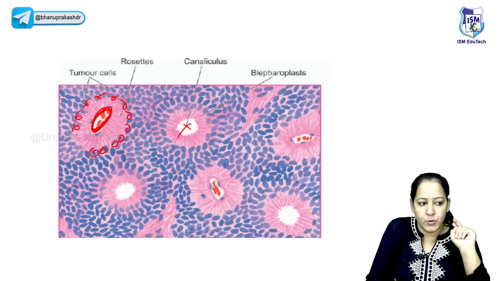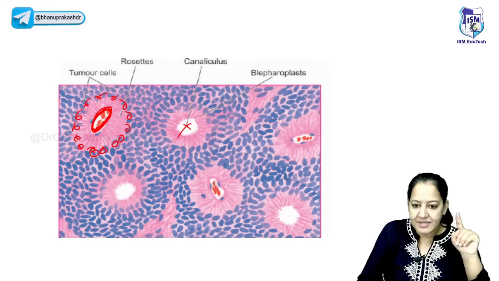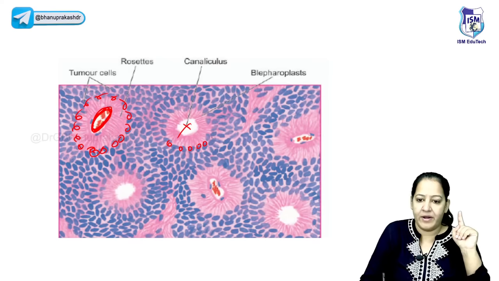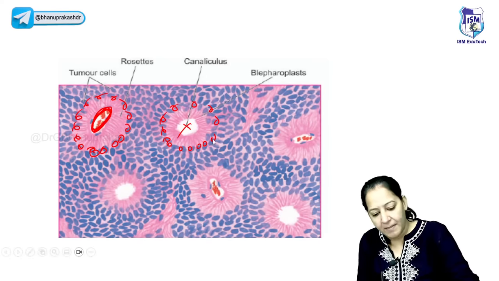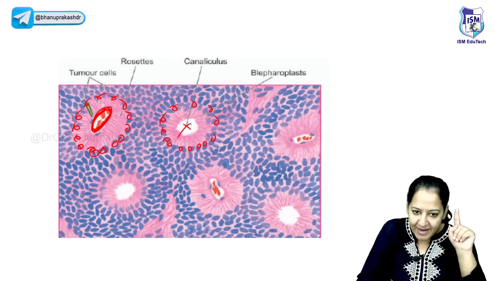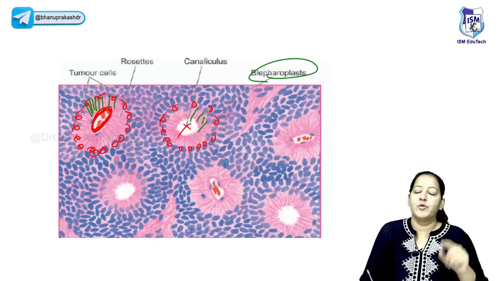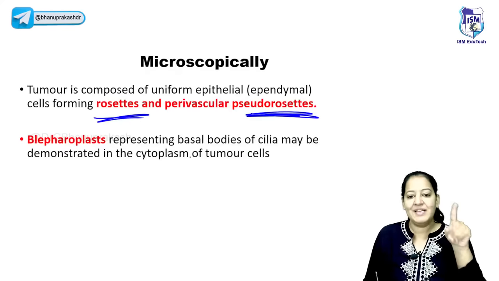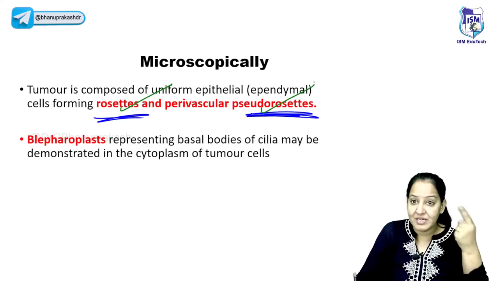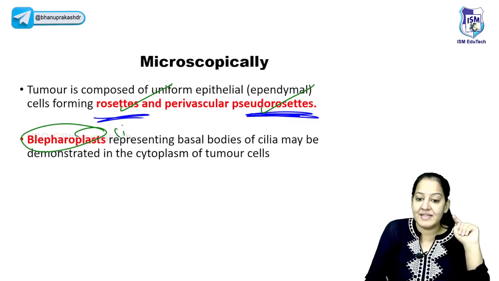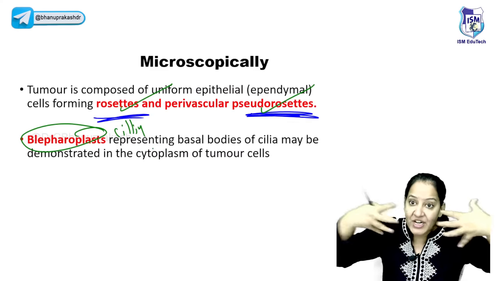So I must say this is a rosette I am drawing right now. And I must say this is a pseudo-rosette I'm drawing right now. In both of them, I can appreciate the pink color cilia. That is blepharoplast. It is projecting in the lumen. You all got it? So please, there are rosettes, there are pseudo-rosettes. In both of them, the blepharoplast, that is cilia from the tumor cell, is projecting in the lumen.